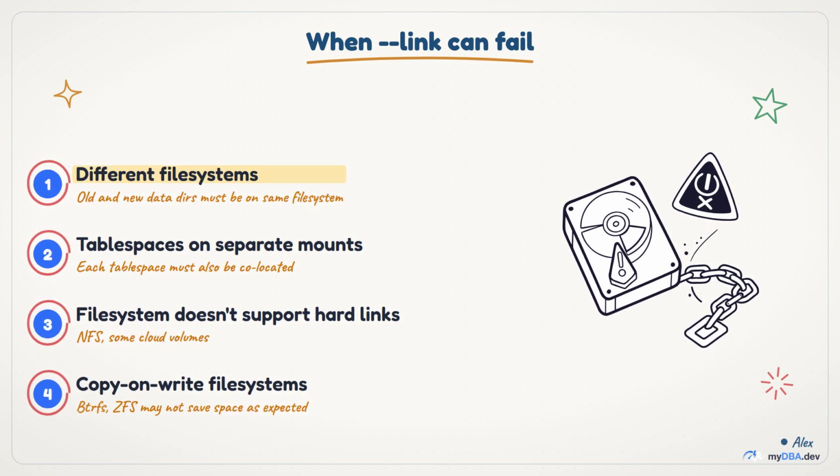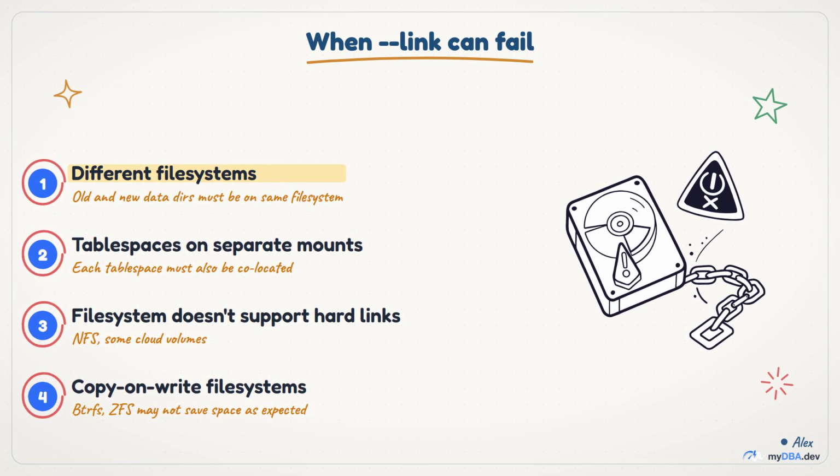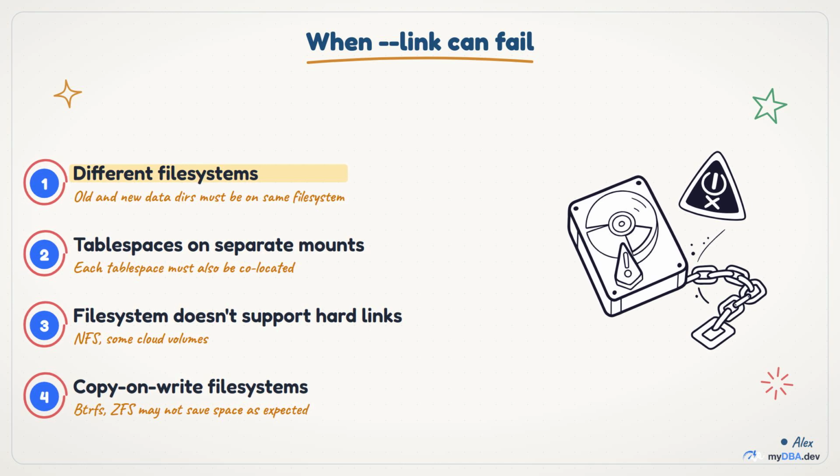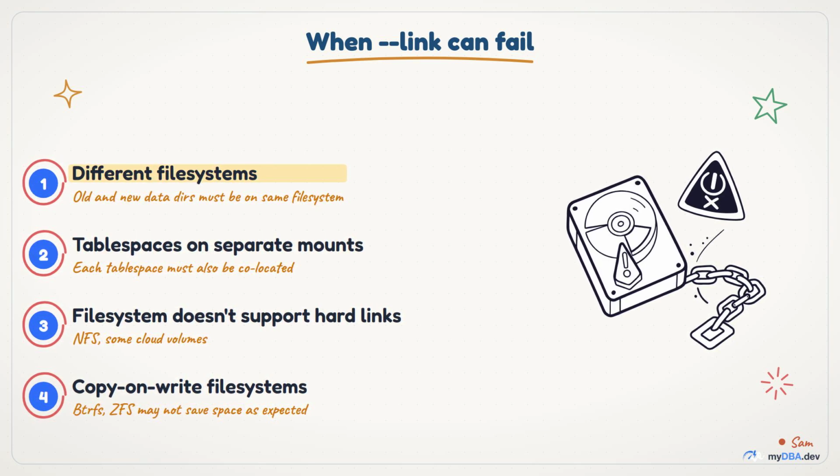Some network file systems like NFS don't support hard links at all, and copy-on-write file systems like Btrfs or ZFS may not give you the space savings you expect because they clone blocks on write. So in cloud environments or with remote storage, you might be forced into copy mode?